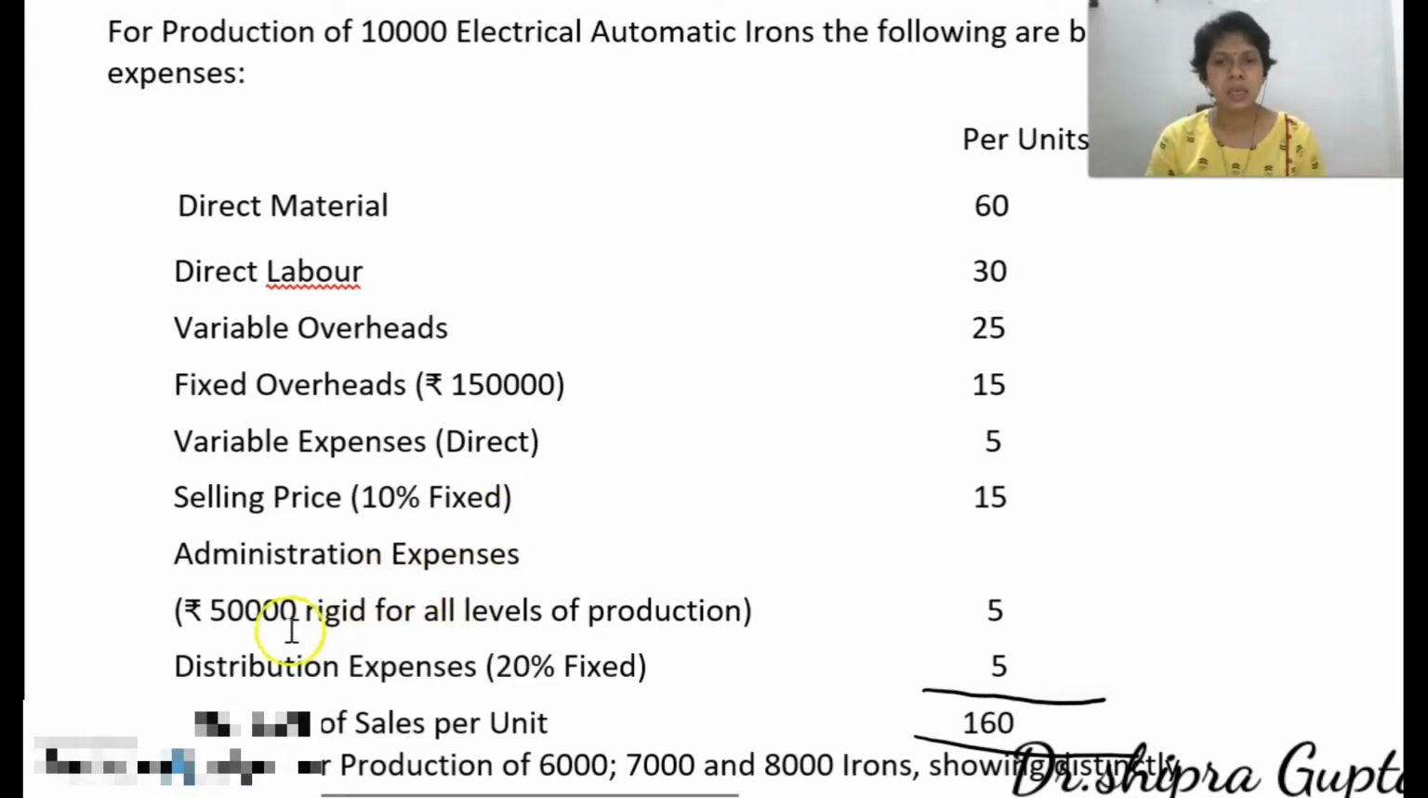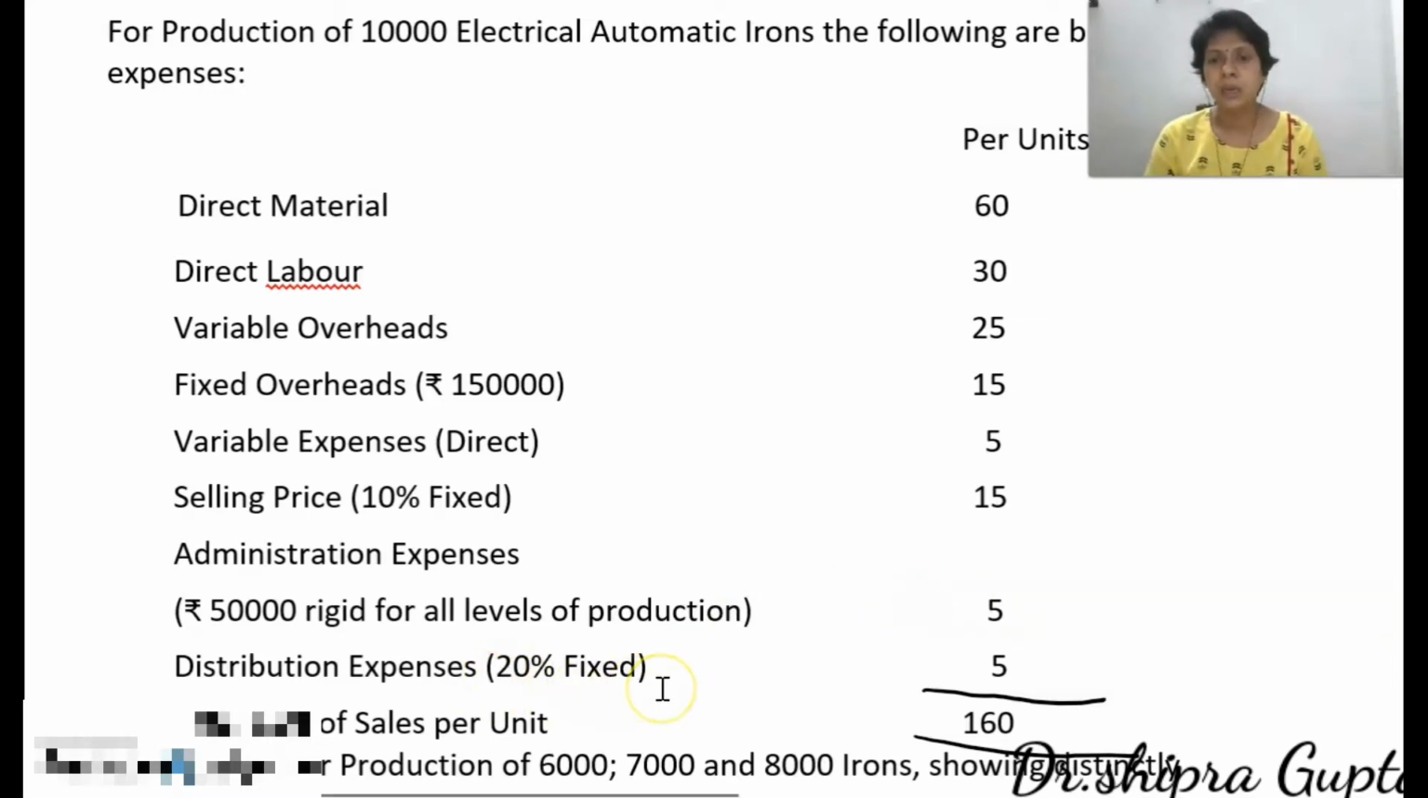Administration expenses are 5 rupees per unit and 50,000 rigid for all levels of production. As per rupees 5, for 10,000 units it is 50,000 rupees, and 50,000 is given as rigid. So we will consider this as total fixed cost.